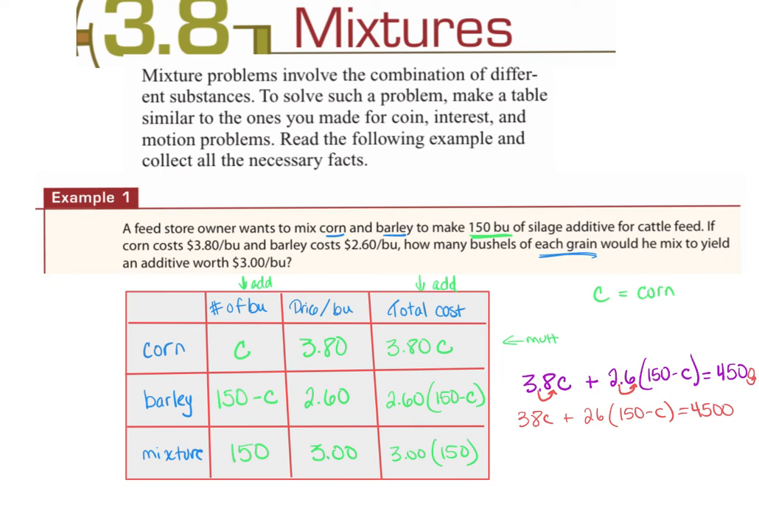Okay? How do I solve this? Well, I have a basic equation here. Distribute, combine like terms, numbers to one side, variables to the other, and divide, right? And thankfully you have a calculator, so you don't have to do all this good stuff in your head. So we have 38C, 26 times 150, 3,900, right? 300 times 13, I think. Minus 26 times C. All right.